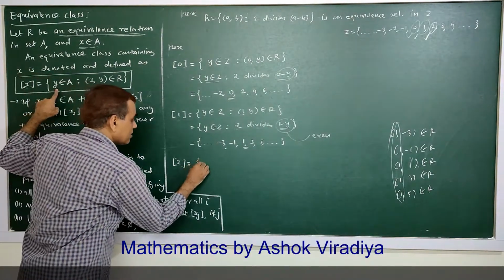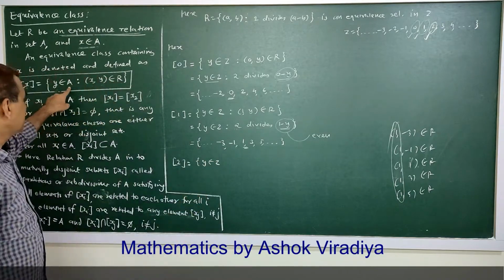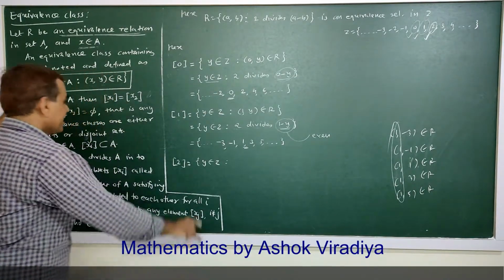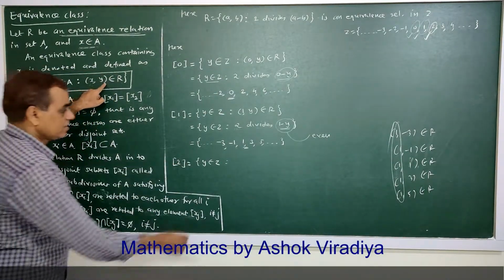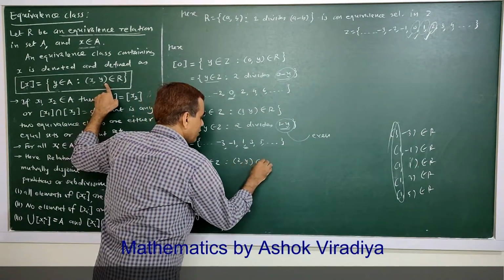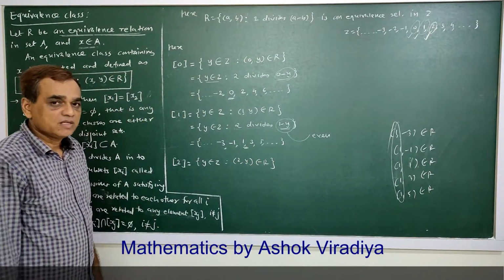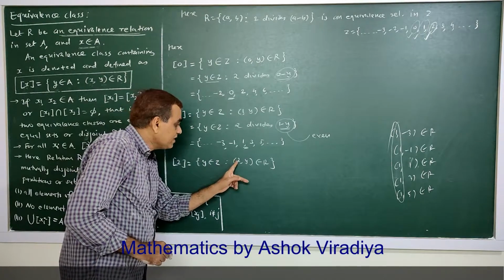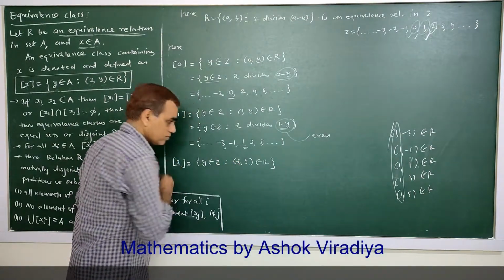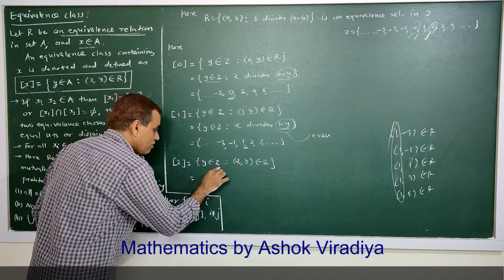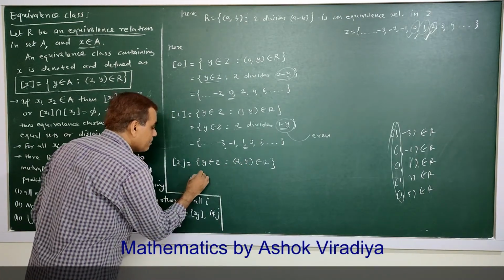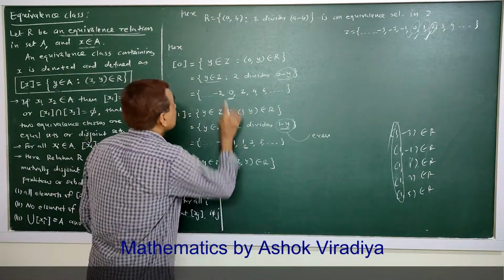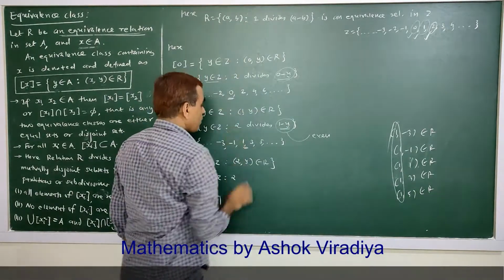So that is y belonging to Z, here A is Z, where x we have taken 2, so (2, y) belonging to R. The equivalence class containing 2 is the set of all y which are related with 2. That means it is the set of all y such that 2 divides 2 minus y.